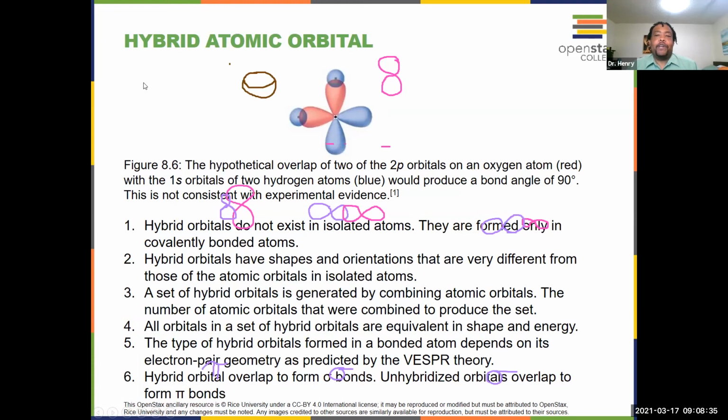The next thing we're going to talk about is what we call hybrid atomic orbitals. A hybrid atomic orbital is when you take, let's say, a P and an S, and merge them so that they're all at the same energy level. This only happens when we're doing bonding. It doesn't happen in the case of the atom. When we get ready to bond, they form only with covalent bonds.